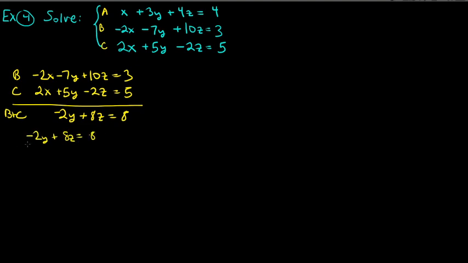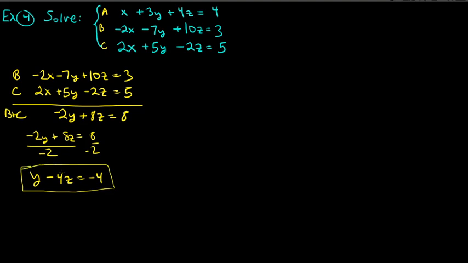Although, everything is divisible by 2. Why don't we just divide everything by 2? Or let's make it negative 2. This will become a positive y minus 4z equals negative 4. Now, we didn't have to do that, but I like having 1y instead of negative 2y. So keep this equation in mind. We're going to need another equation with just y and z, which means we have to eliminate x again.